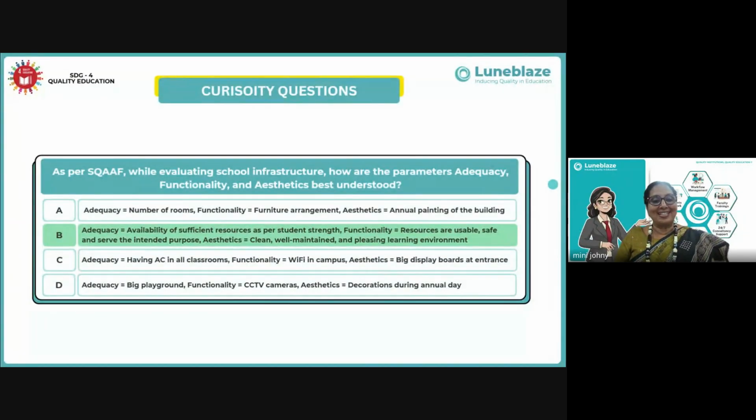Curiosity question you can see here. As per SQAAF, while evaluating school infrastructure, how are the parameters adequacy, functionality, and aesthetics best understood? You can see the answer over there. You have done this in the WhatsApp, I hope. Adequacy is availability of sufficient resources as per student strength. Functionality is resources are usable, safe, and serve the intended purpose. Aesthetics is a clean, well-maintained, and pleasing learning environment. Shall we go to the next slide, please? Good to go, dear friends. Thank you, Pallavi.